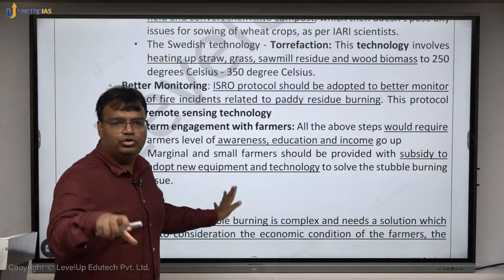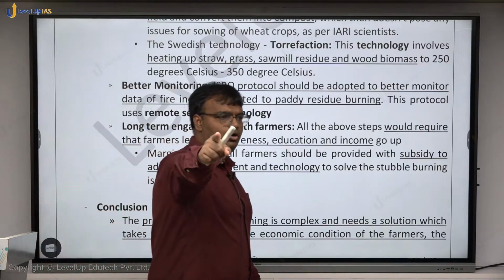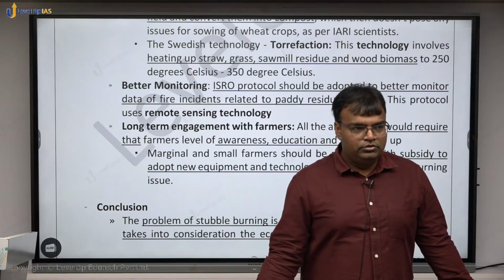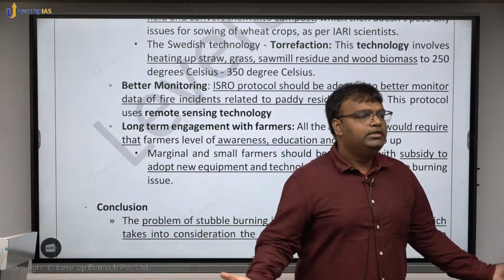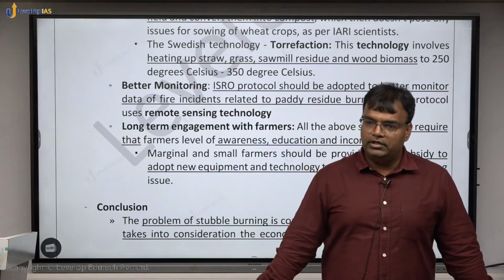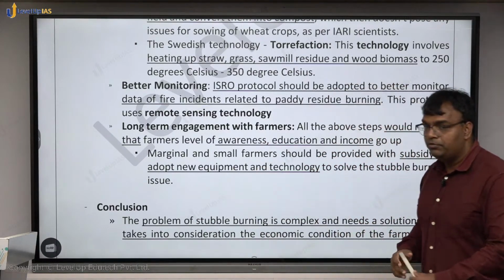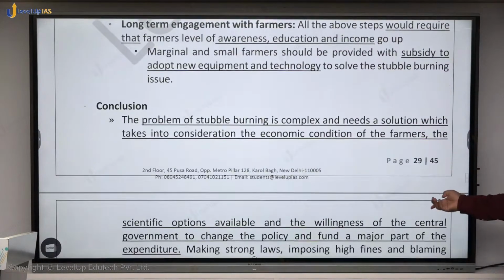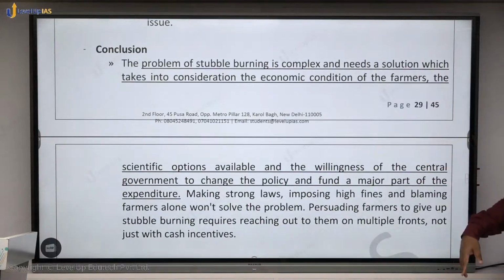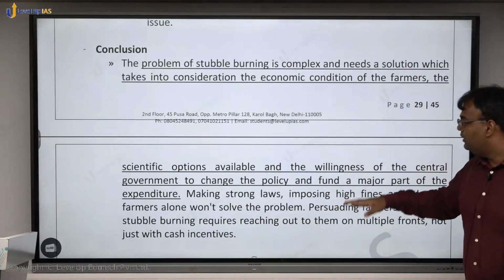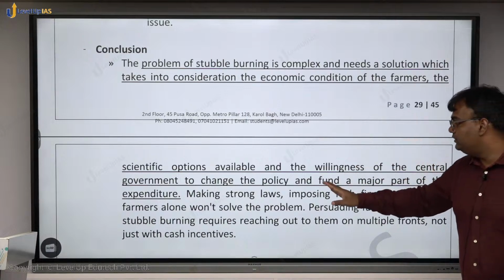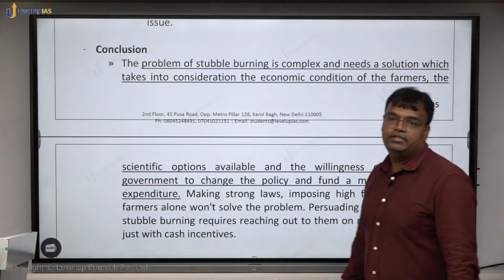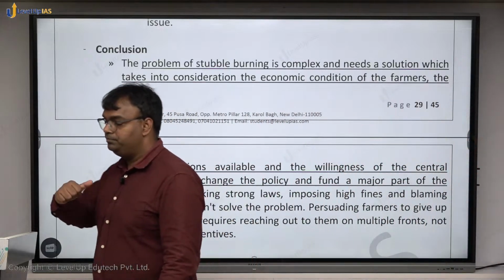Anything imposed on them from the top, NGT ordering, stop it, they would not listen. Supreme Court saying no stubble burning should take place, they are not going to listen. The only way they listen is if you are regularly engaging with them. So what we are saying is that this problem of stubble burning is complex and needs a solution which takes into consideration the economic condition of farmers, the scientific options available, and the willingness of the central government to change the policy and fund a major part of the expenditure to fight the stubble burning problem.